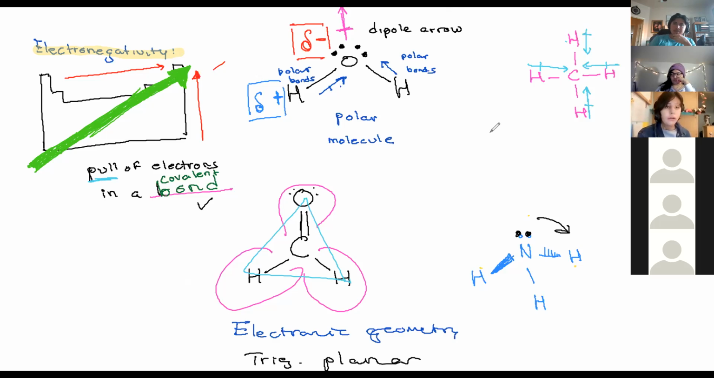So think of the vectors. If they have equal magnitude and opposite directions, what happens to those vectors? They will cancel, right? So do these dipoles, these vectors cancel out? Yes, right? These cancel out, these cancel out, these cancel out. So even though you definitely do have polar bonds, because carbon is more electronegative than hydrogen, overall, is the molecule itself polar or non-polar? It would be non-polar, exactly right. Even though you do have polar bonds, the vectors are canceling out, so you have a non-polar molecule.